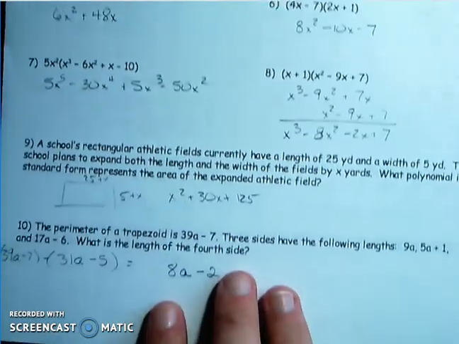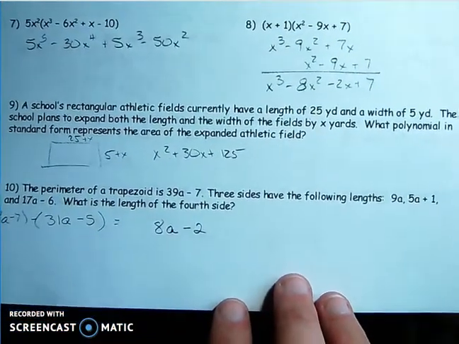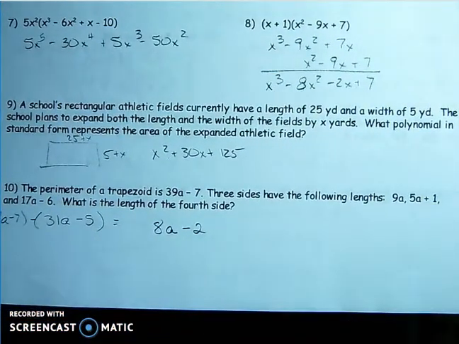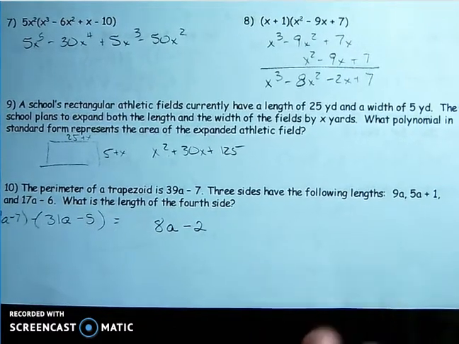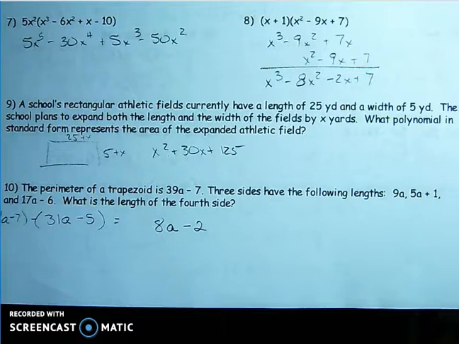9 and 10 give us real-world examples of polynomials. This is more than likely how it will be asked on your state exam or the county exam, whichever one. Number 9 says a rectangular athletic school field currently has a length of 25 by 5. They're going to expand both the length and width by x yards. Write a polynomial that expresses the new area.